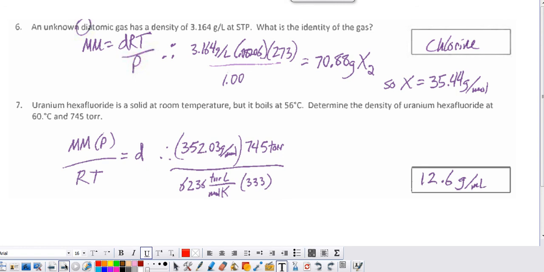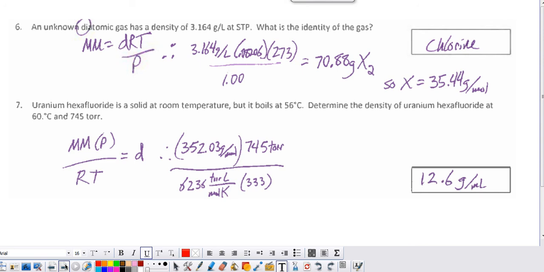6 and 7 both rely on the molar mass equation: dRT over P equals molar mass. So I just plugged and chugged. I put the density in there. It's STP, so I plugged in the temperature and the pressure. I picked 1 atmosphere for my pressure, so I had to pick the R that correlated to it, which allowed me to find the molar mass. It says it's diatomic, so that is actually twice the mass of the element. So I divided it by 2, and then I found that the unknown element was 35 grams per mole, which is probably chlorine.